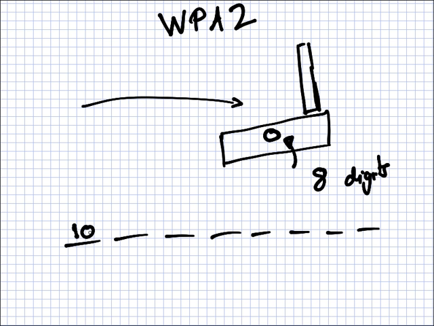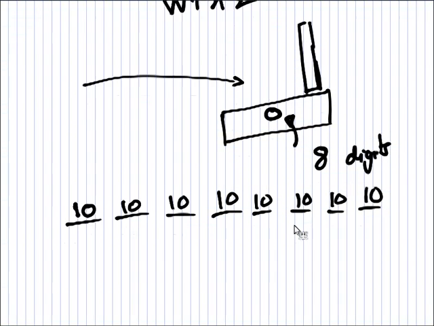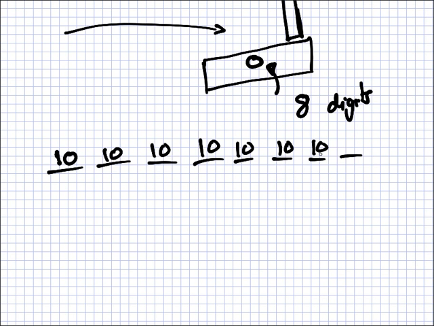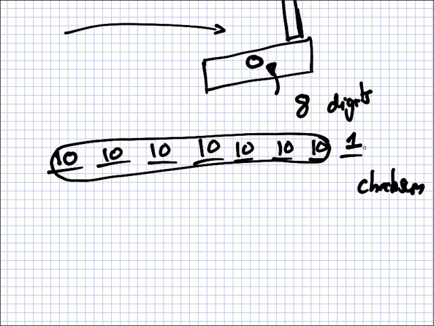10, 10, 10, 10, 10, 10, 10, and 10. Okay, but actually it is even a lot less than this. It's worse than that. The last digit, there's only 1 choice for it, and this is because of something called a checksum. It means that the last digit has to be a certain value depending on the previous 7 digits.